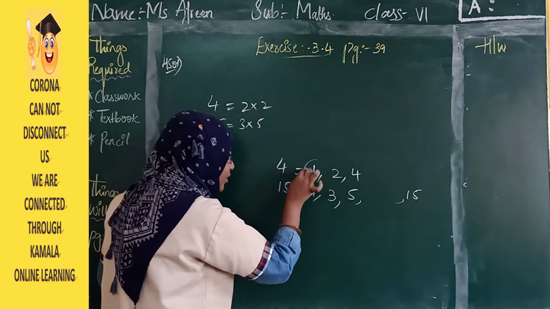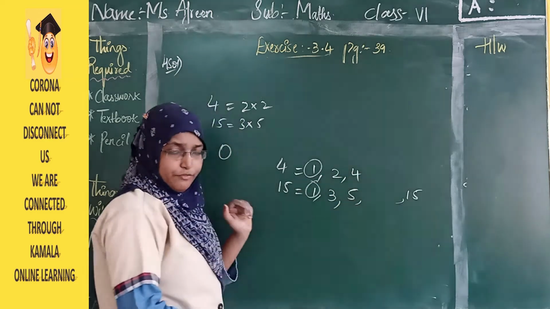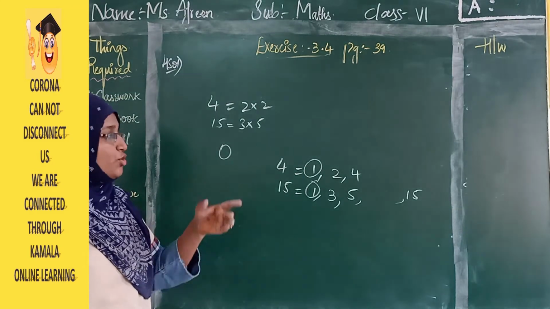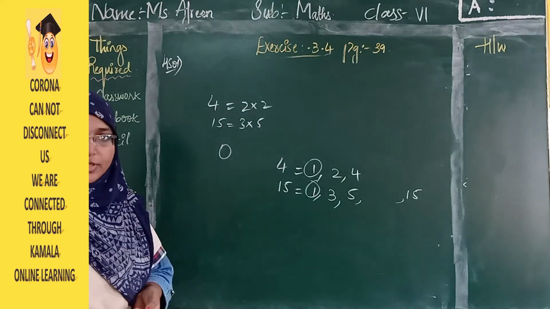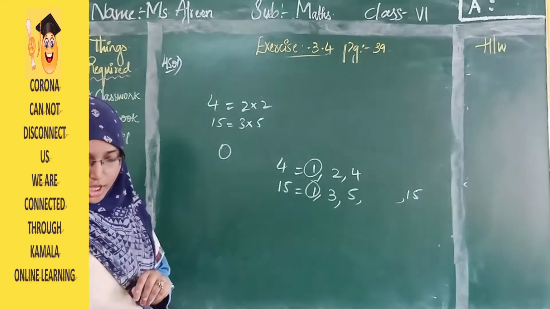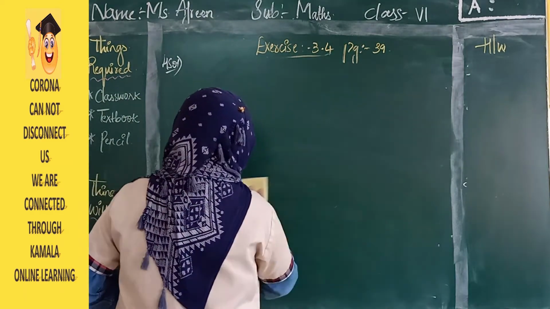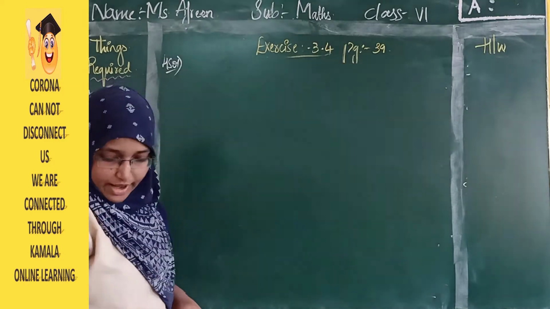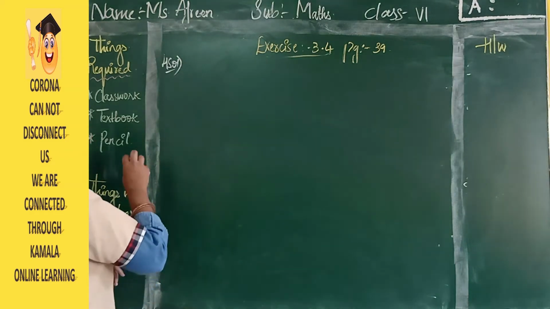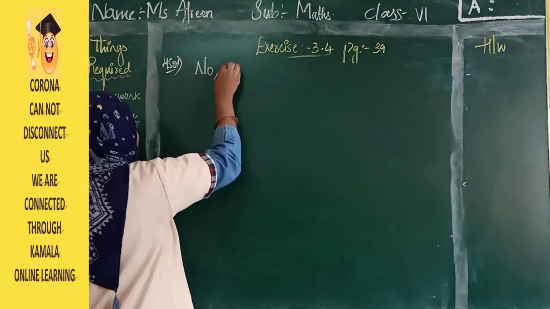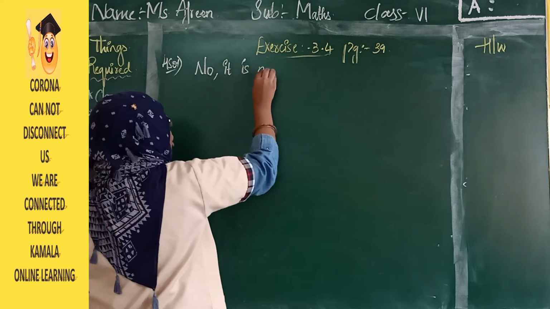Don't we have the common number only 1? Is there any 2 here? Is there any 3 over here? 5, 15? No. So what is the common number here? 1. So 4 and 15 are nothing but co-primes because they have the common factor 1. So the answer to what the question asked is no, it is not correct. You write that no, it is not correct, because they asked whether it is right or wrong.